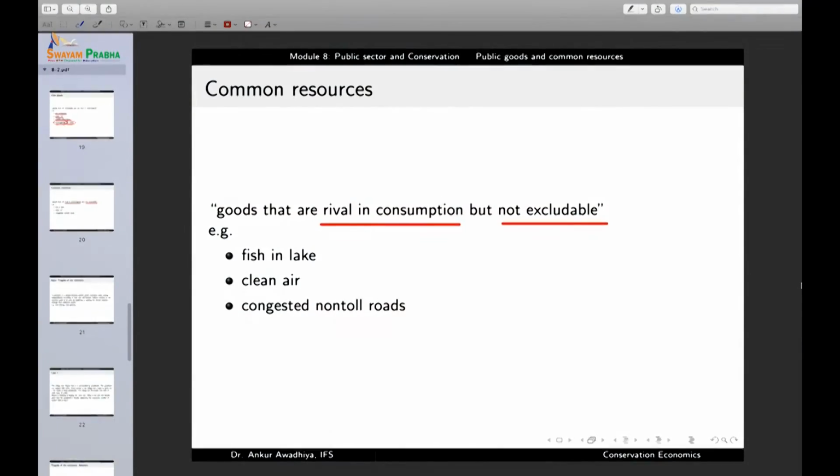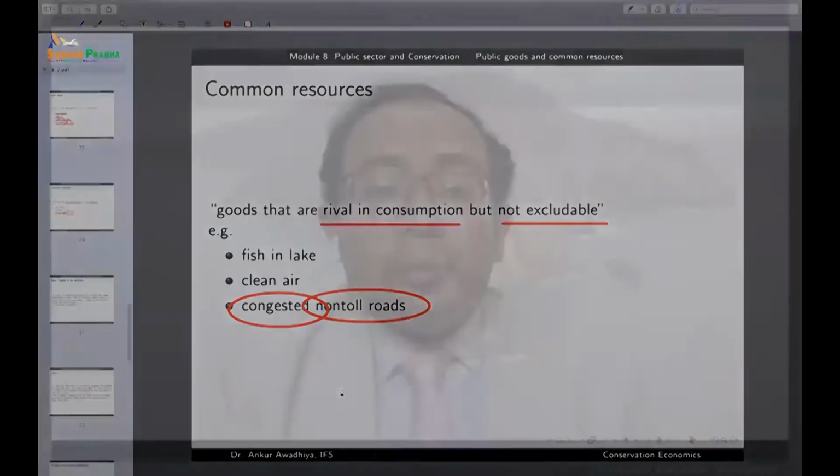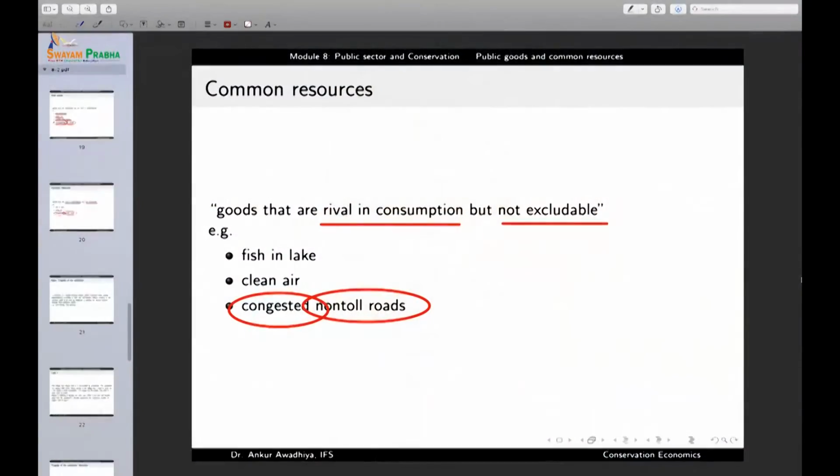Things such as clean air, it's a rival in consumption because if I use the clean air and I pollute it in the process of using, then you will not get that amount or that quality of clean air. But it is not excludable because one person cannot say that okay, this is my air, you are not permitted to use this air. It's there for everybody. Or congested non-toll roads. Now, because this road is non-toll, everybody can use it, it cannot be excluded. But because it is already congested, the more people that get inside this road, the lesser the quality remains for the other people to use it. So these are common resources.